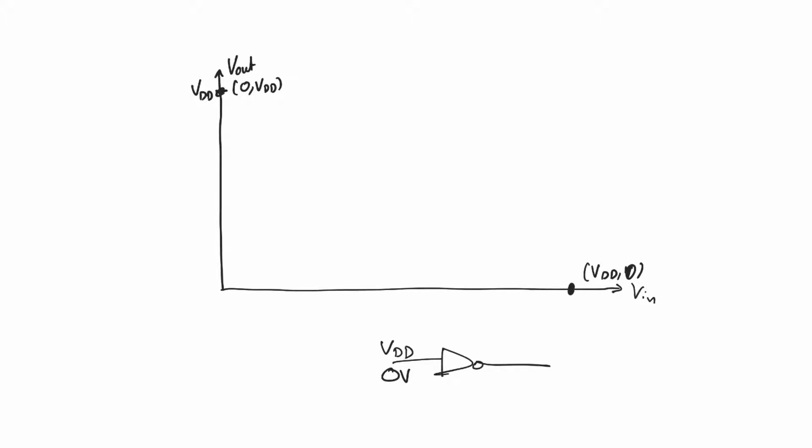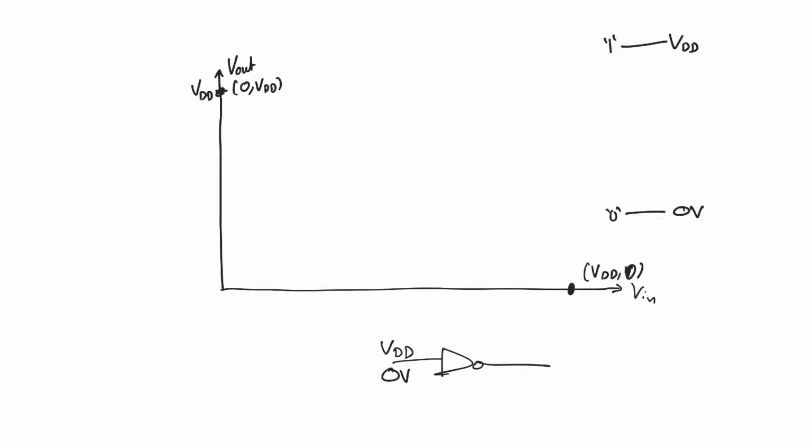And why are we asking this ideal inverter to give us VDD and 0 volt as outputs? Because this increases the difference between the clean 0 output and the clean 1 output. So if we assume that this is a clean 1 output and this is a clean 0 output, this increases the difference between them. And if it increases the difference between them, it will potentially give us more margin for noise to affect us without changing the value of the logic.